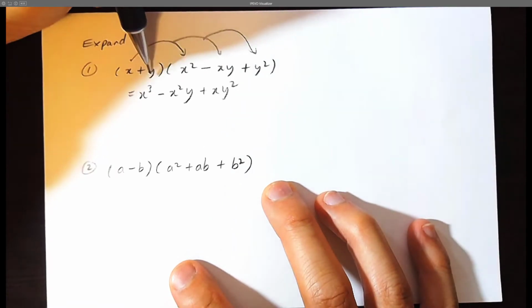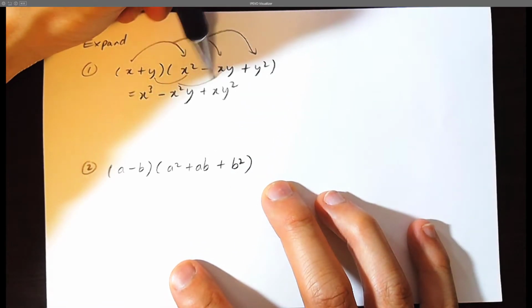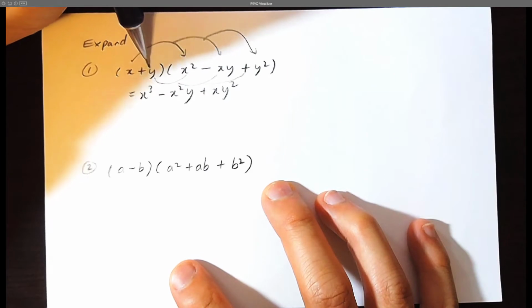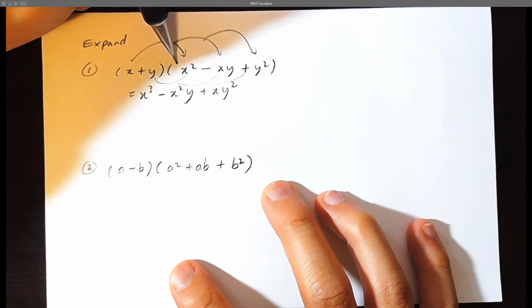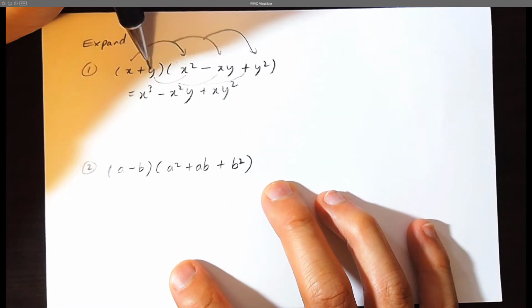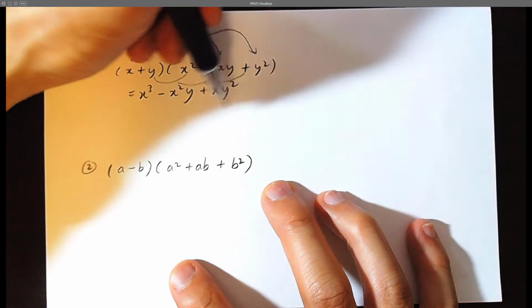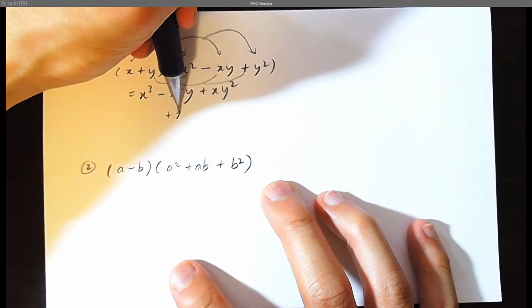Now this is your brother or sister feeding the dog, cat, and bird. Y times x squared is yx squared, or it's better to say x squared y because we put the x's, which the letter comes before y, first. So x squared y goes over here, positive x squared y.